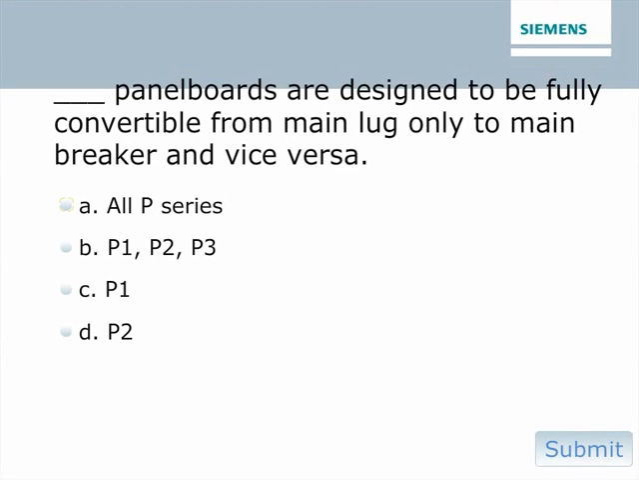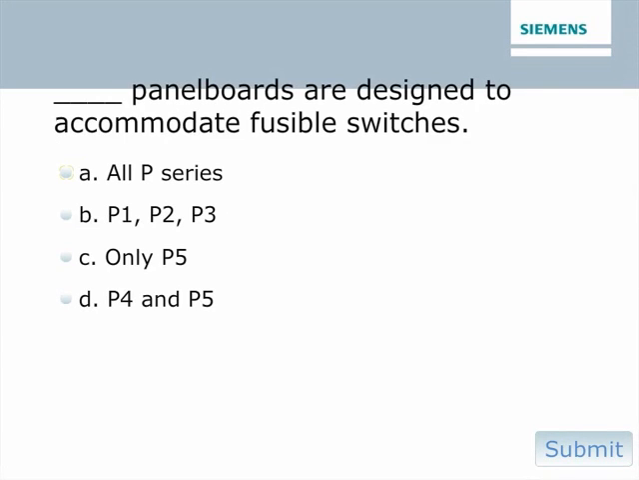Question 15. Blank panel boards are designed to be fully convertible from main lug only to main breaker and vice versa. Is it A, all P series, B, P1, P2, or P3, C, P1, or D, P2? Question 16. Blank panel boards are designed to accommodate fusible switches. Is it A, all P series, B, P1s, P2s, P3s, C, only P5, or D, P4 and P5?